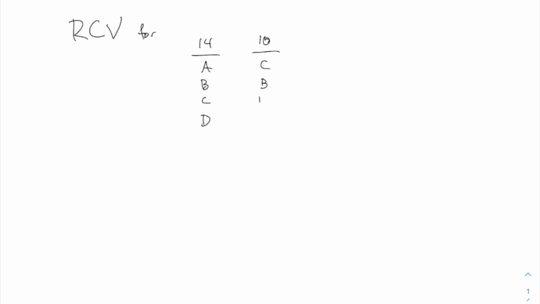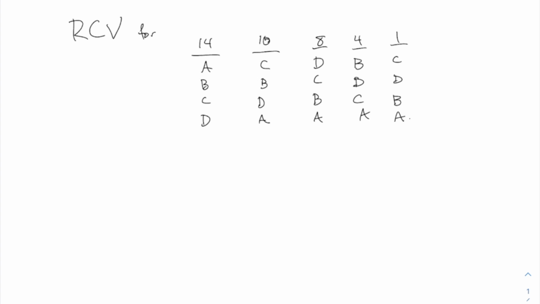All right, so 14 people said A, B, C, D. 10 people said C, B, D, A. 8 people said D, C, B, A. 4 said B, D, C, A. And 1 person said C, D, B, A. All right. This was the votes as cast. And I want to find the winner using the ranked choice.